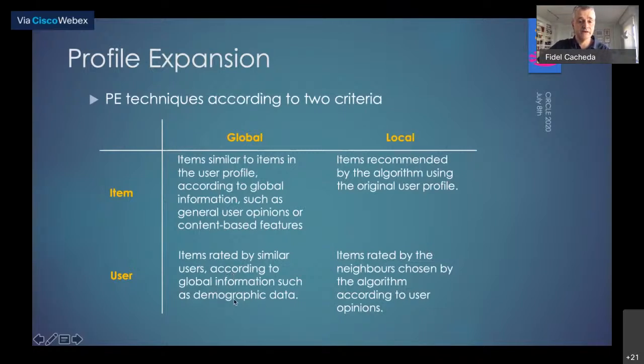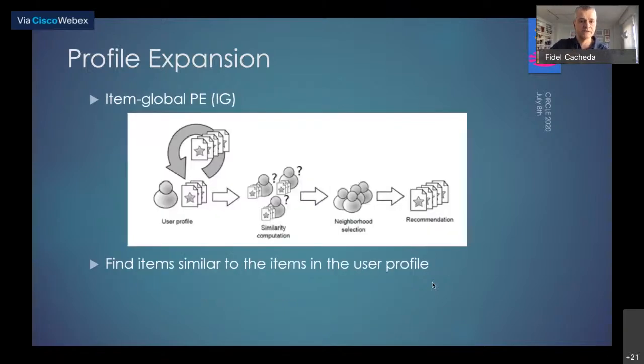It's basically using global information such as demographic data from the user. So we are not working this side. And finally, user local, where items rated by the neighbors chosen by the algorithm according to the user's opinions. Okay. So let's focus a little bit on each one of them.